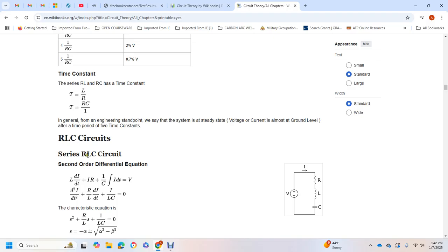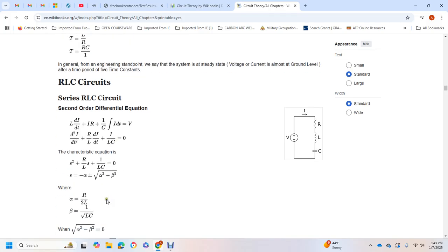Next, series resistor-inductor-capacitor circuits, or RLC circuits, are described by a second-order differential equation: L times d squared i over dt squared, plus R times di over dt, plus 1 over C times i, equals the voltage. Dividing through gives d squared i over dt squared plus R over L times di over dt plus 1 over LC times i equals 0. The characteristic equation is s squared plus R over L times s plus 1 over LC equals 0.